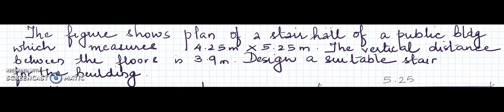Now it's very clearly mentioned that the type of building is public building. The stair hall dimensions are given to you as 4.25 by 5.25 and the height is given to you as 3.9. So first and foremost, let us find the number of risers required. To find the number of risers, first thing we need to know is assume the riser. So if I keep a riser of 15 cm, which is always advisable, then the number of risers required will be 3.9 divided by 0.15, that is 26 numbers of risers will be required.